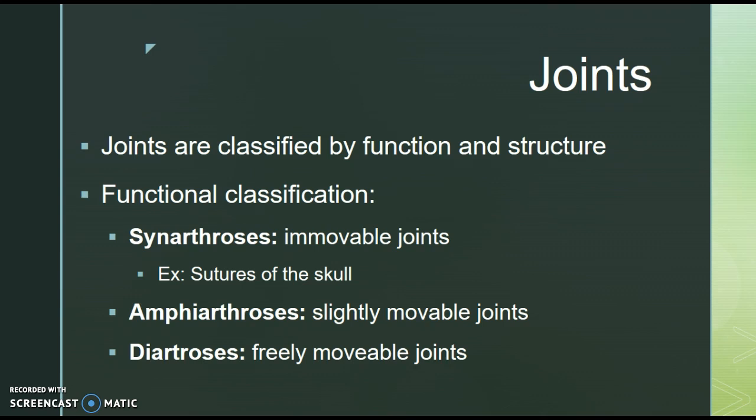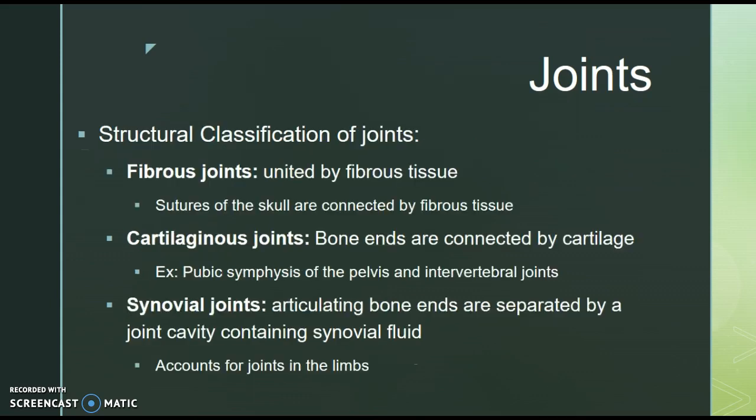So joints are going to be classified by function and structure. So first let's talk about functional classification. And what I mean by function is how much they actually move. So synarthrosis joints are immovable joints. And a really good example of this is going to be the sutures of the skull. So those kind of fibrous joints holding those bones together. Amphiarthrosis are slightly movable joints, and then diarthrosis is going to be freely movable joints.